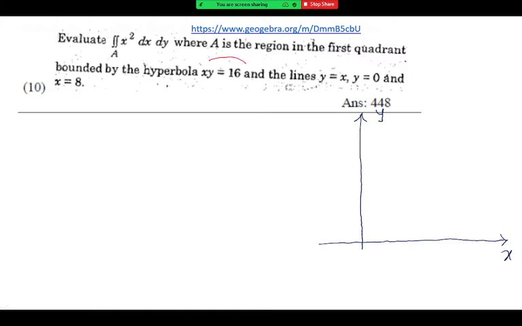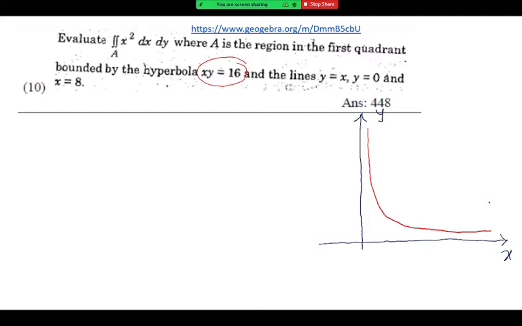Say xy equal to 16. Okay. What is this curve? This curve exists in which quadrant? First quadrant. It is actually first and third quadrant, but we'll take only one branch of that. So the curve is the oblique hyperbola that we see in xy equal to 1, and xy equal to 16 is a similar curve here.